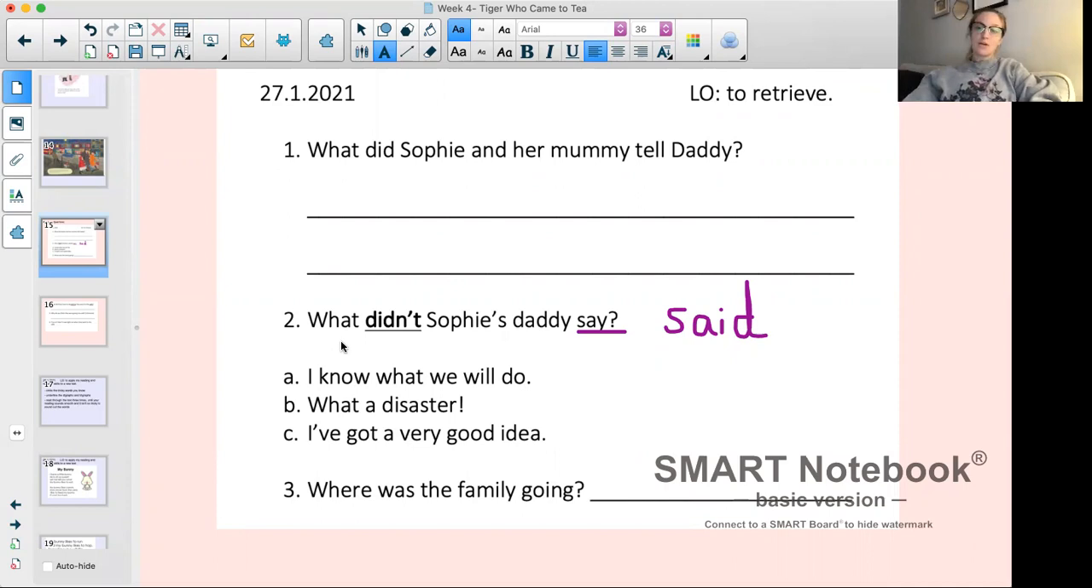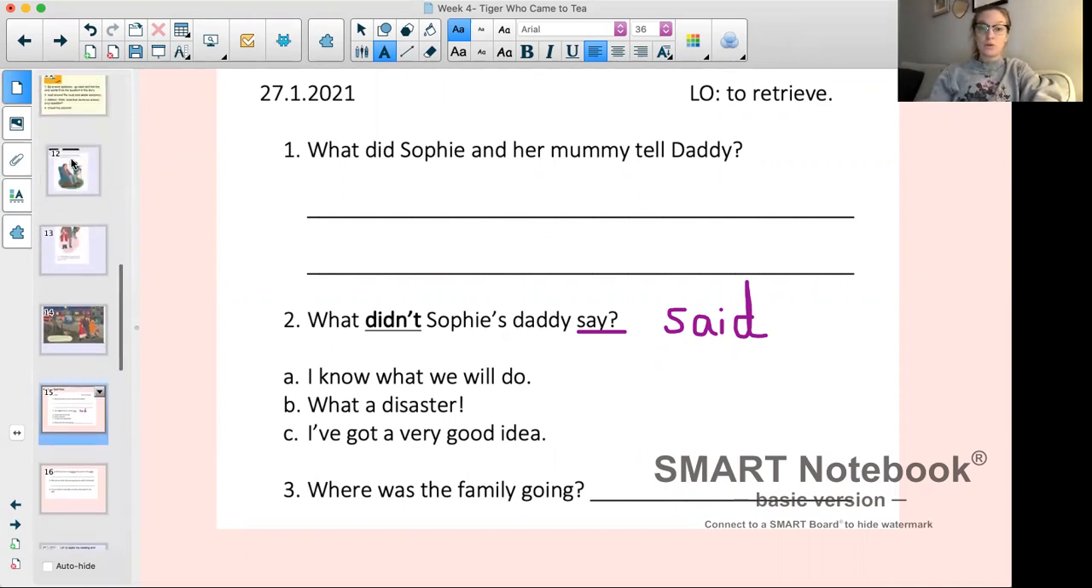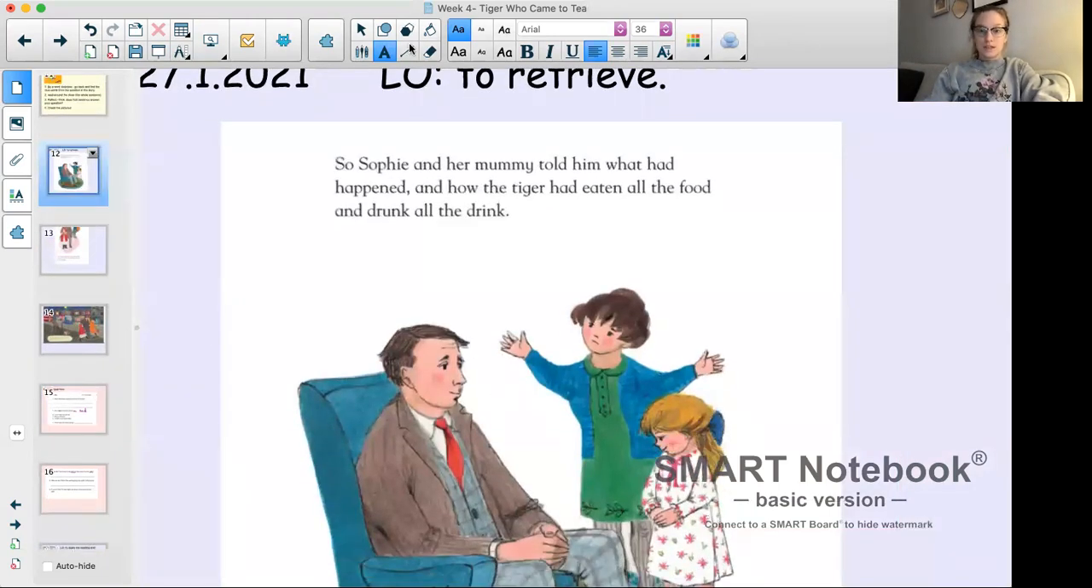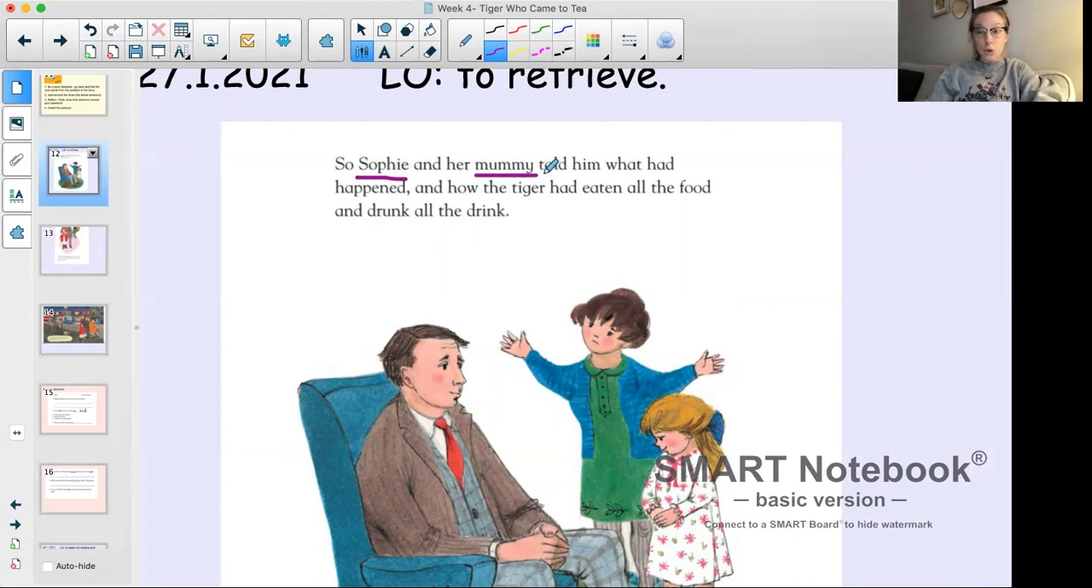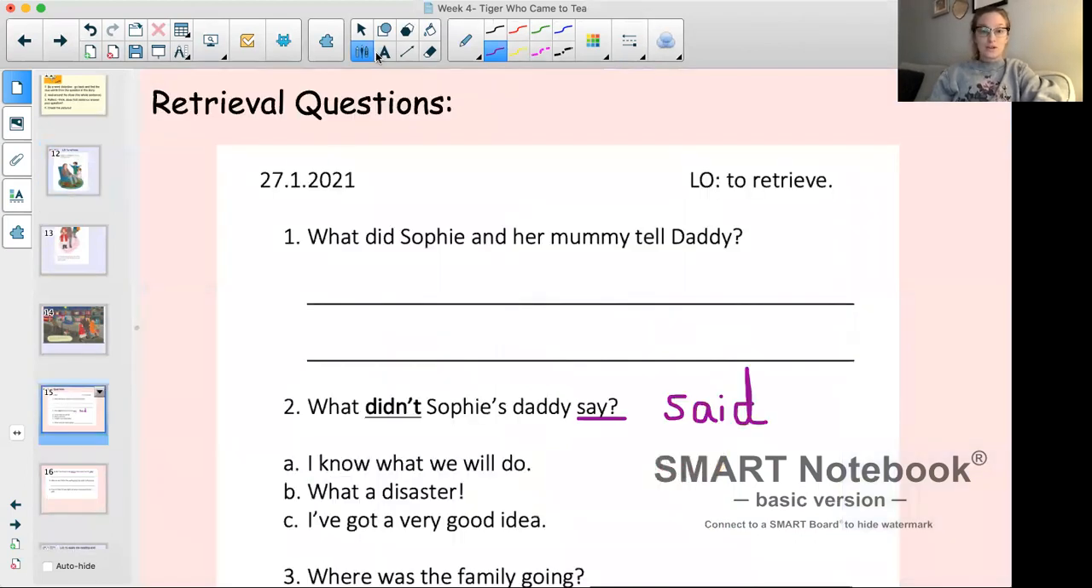So we're going to have a look at our retrieval questions. Number 1, what did Sophie and her mummy tell Daddy? Remember, the questions are in order, so let's look for those keywords. We know it's going to be Sophie, and we know we're looking for mum or mummy. And what did she tell him? We know that told is the past tense of tell, so told and tell are related words. Sophie and her mummy told him what had happened and how the tiger had eaten all the food and drunk all the drink. So lots of detail for you to add there.